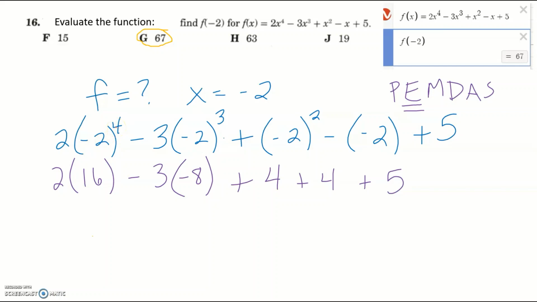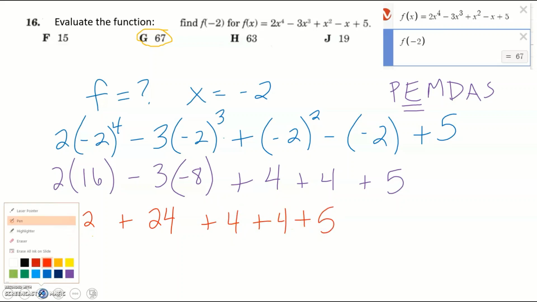Now we can take 2 times it. 2 times 16 would give us 32. -3 times -8 would give us 24. Plus 4, plus 4, plus 5. And if we add all of those together, it should equal 67, right? So this is a way for us to check. Right, technically, we would use Desmos to check.